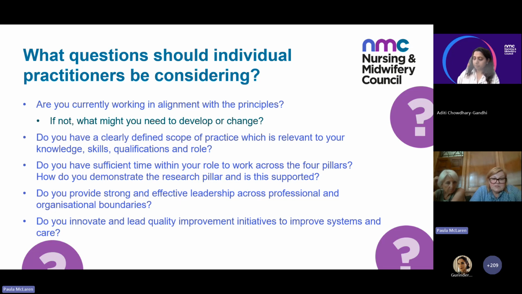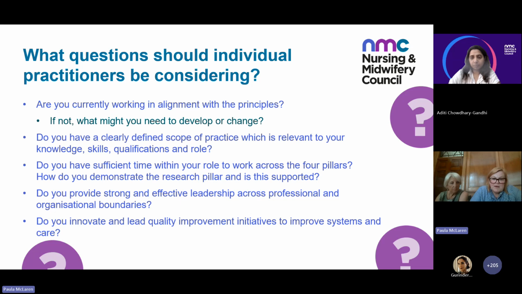So individuals thinking about how they are working in alignment with the principles and what might need to develop or change, whether they're working within a clearly defined scope of practice, which is relevant to their knowledge, to their skills, to their qualifications, and to their role. And do they have sufficient time within their role to work across the 4 pillars? And how do they demonstrate, particularly around the research pillar, and how is that supported within the organisation?